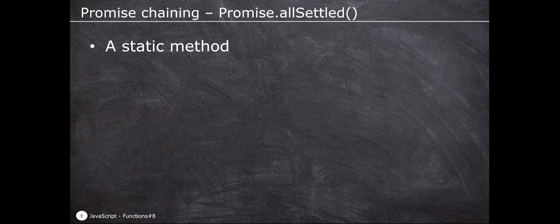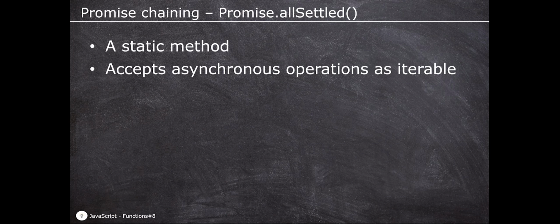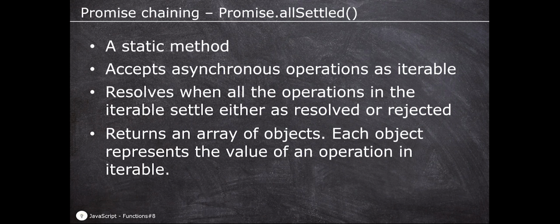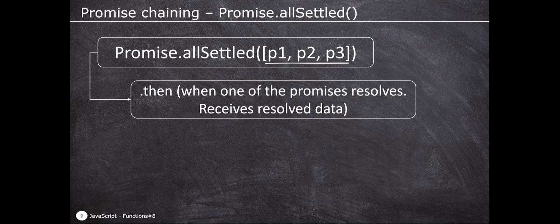Promise.allSettled is a static method that handles multiple asynchronous operations passed as an iterable to this function. Now this resolves a new promise object when all the promises in the iteration are settled, either resolved or rejected. The new promise object returns an array of objects, each representing the value of an asynchronous operation in the iterable. Now in this figure, when all the operations settle, either resolved or rejected, a new promise object resolves with an array that contains the result of each asynchronous operation and invokes the .then method of the promise chain.